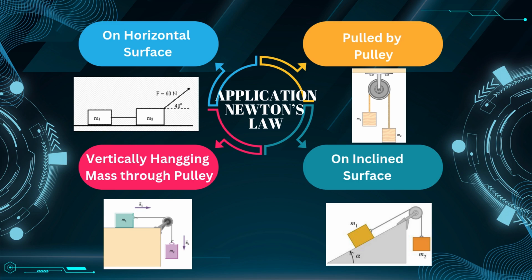Situation 1, when two objects are on a horizontal surface and connected by a string. Situation 2, when one object is on a table and another one is hanging over a pulley. Situation 3, when an object is on an inclined plane and connected to another mass by a pulley. Last but not least, situation 4, when two objects are both hanging and connected by a pulley. In all these cases, a clear free body diagram, correct direction of forces, and systematic equations are the keys to accurate solutions.